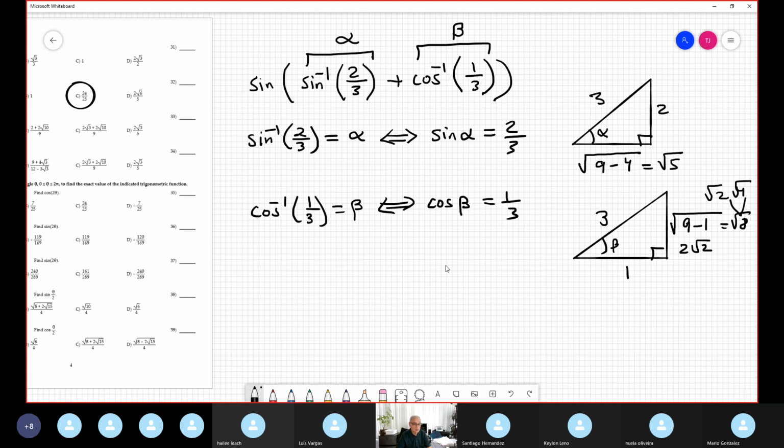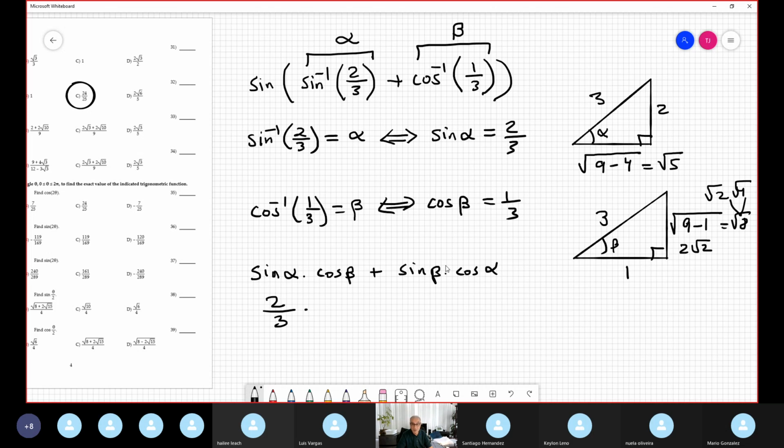And my formula is sine alpha multiplication cosine beta plus sine beta times cosine alpha. Okay, sine alpha, well, is given at the beginning as 2/3.